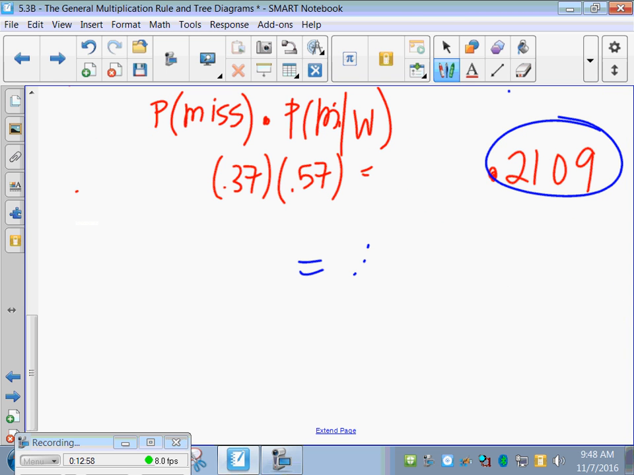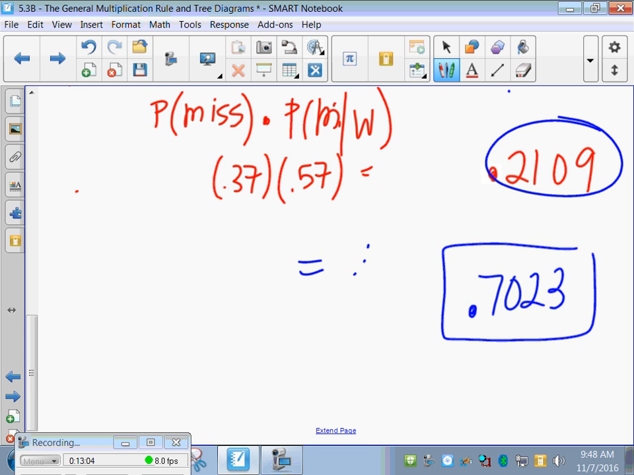And that's 0.7023. So you would write a sentence: Federer wins about 70% of the points when he is serving, right? This is only when he's serving as opposed to when the other guy's serving. That's pretty good.